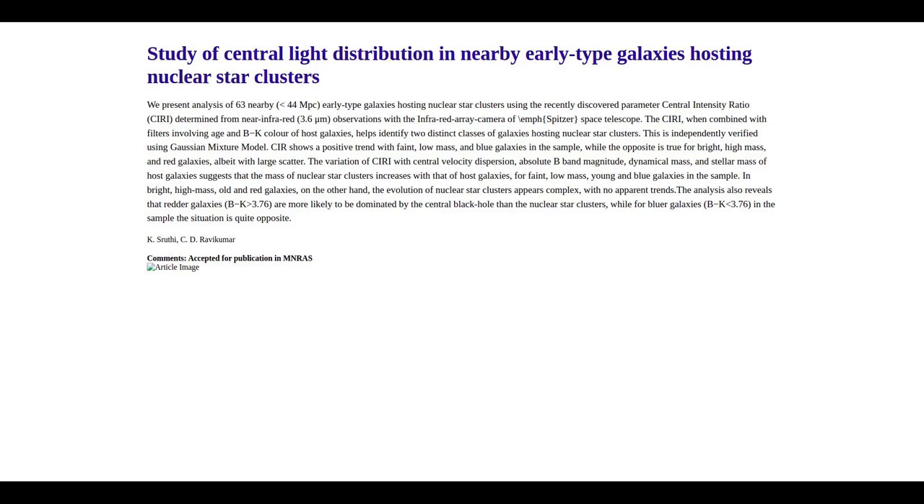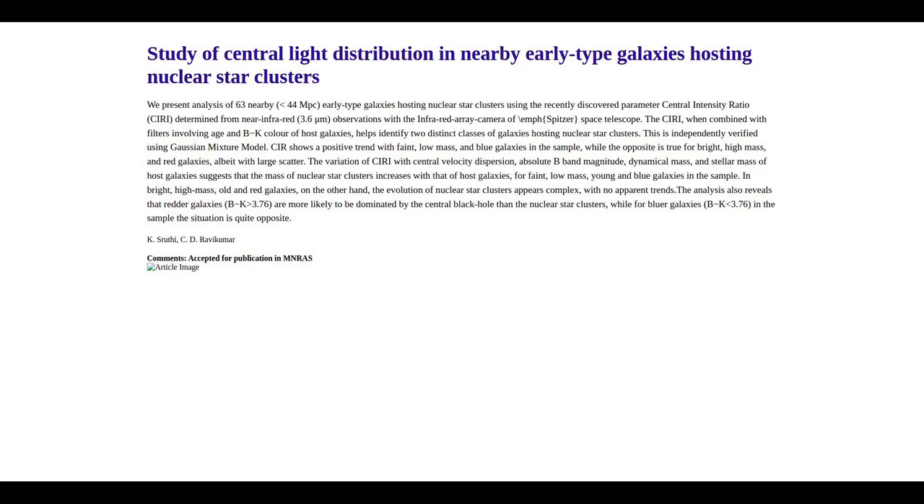Next article. Study of central light distribution in nearby early-type galaxies hosting nuclear star clusters. We present analysis of 63 nearby early-type galaxies hosting nuclear star clusters using the recently discovered parameter, central intensity ratio, determined from near-infrared observations with the infrared camera of the Spitzer Space Telescope. The CIR, when combined with filters involving age and B-K color of host galaxies, helps identify two distinct classes of galaxies hosting nuclear star clusters.